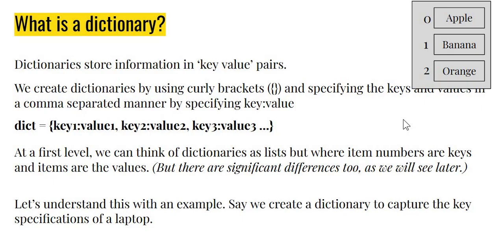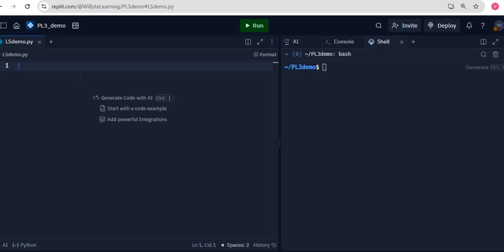Let's understand all this with an example. We will create a dictionary to capture the key specifications of a laptop. So let's say I create a dictionary called laptop. Dictionaries, like I said, are created by using curly brackets. So I put a curly bracket there, and dictionaries store values in the key value format. I'll give, for example, brand, colon. That's the key. The value for this could be, for instance, WDell. So WDell is perhaps some brand.